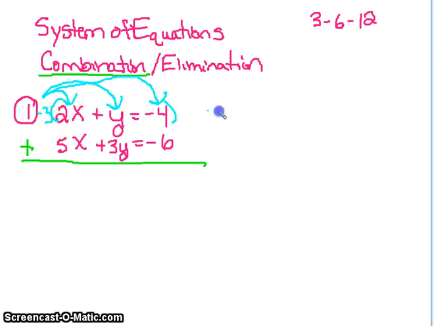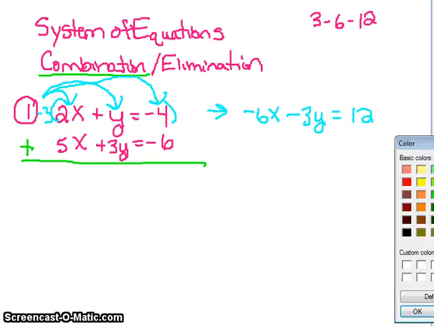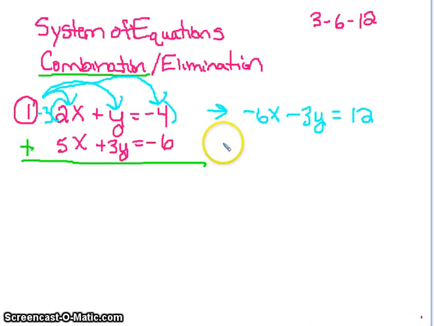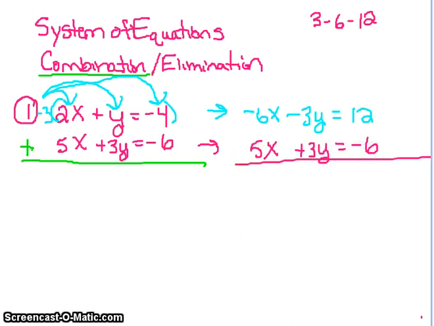-3 times 2x actually gives me -6x. -3 times y gives me -3y. And -3 times -4 gives me a positive 12. I take my second equation over, because we don't have to multiply it. I still have a positive 3y, which is going to give me an equation which cancels when I combine. We combine the two, add them up.